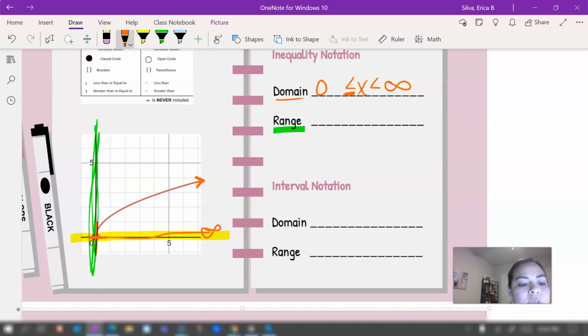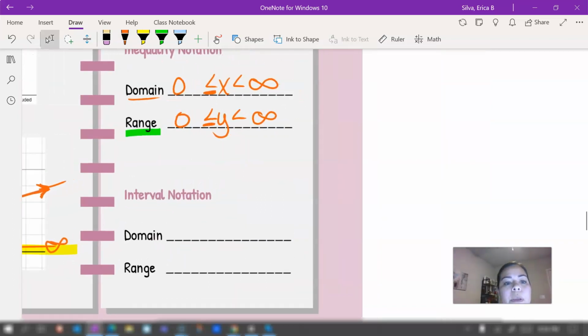Let's go ahead and look at my range. So for my range, the lowest y value is 0. And just like the domain, it's going off forever into infinity on the y values. And now let's look at the 0. It's including the 0, so we're going to put that equal sign to include that 0, and we never include infinity, so we leave it at that.